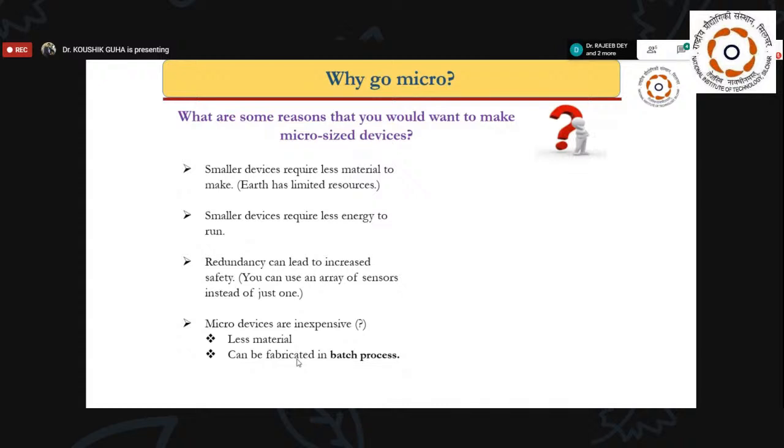Redundancy can also lead to increased safety, because instead of one or two, you can use 3, 4, 5, 6. Even in space applications, redundancy is a great thing, because in space, if some sensors stop functioning, it is not possible to go and repair the sensors and bring them back.